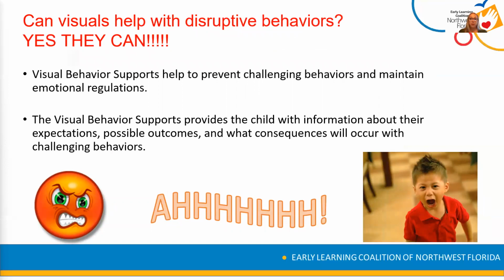Visuals can help with those challenging behaviors as well. Visual behavioral supports help to prevent challenging behaviors and maintain emotional regulation. The visual behavior supports provide the child with information about their expectations, possible outcomes, and what consequences will occur when challenging behaviors occur.